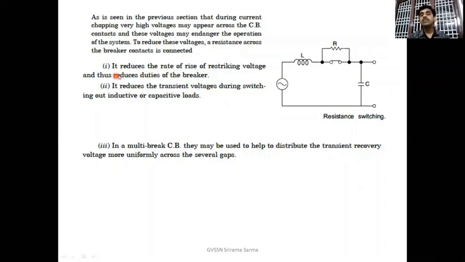So what are the uses of the resistance switching? It reduces the rate of rise of restriking voltage and thus reduces duties of the breaker. It reduces the transient voltages during switching out inductive and capacitive loads. In a multi-break circuit breaker, they may be used to help to distribute the transient recovery voltage more uniformly across the several gaps.